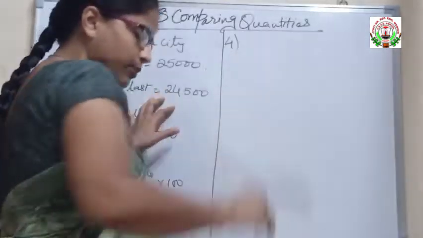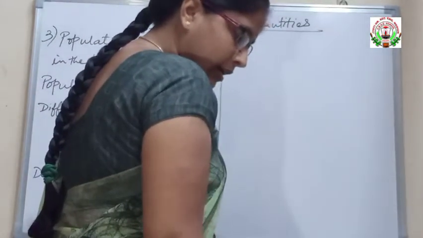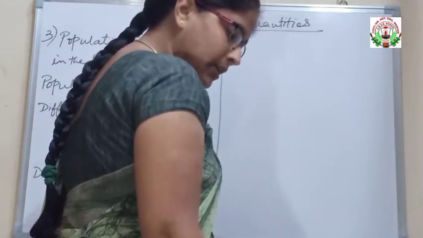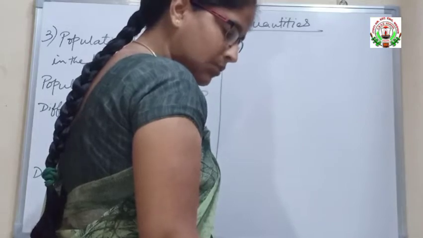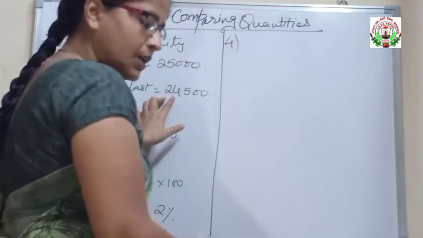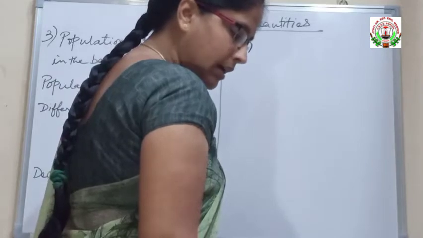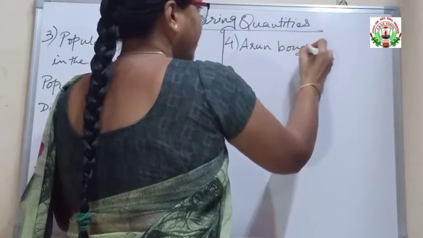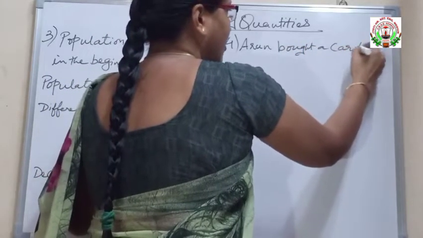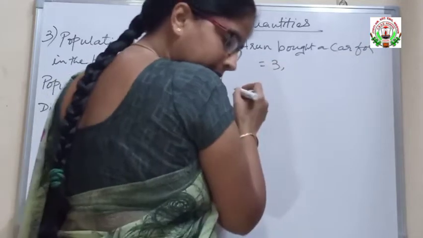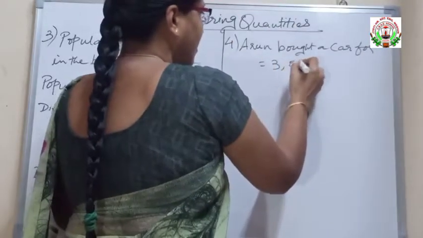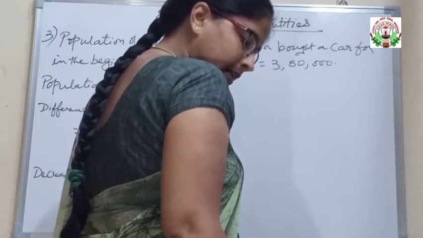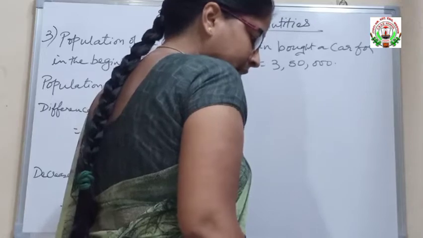Same wise the fourth one. See, Arun bought a car for rupees 3,50,000 and next year the price went to 3,70,000. What is the percentage of increase? So let us write the statement. Arun bought a car for 3,50,000.